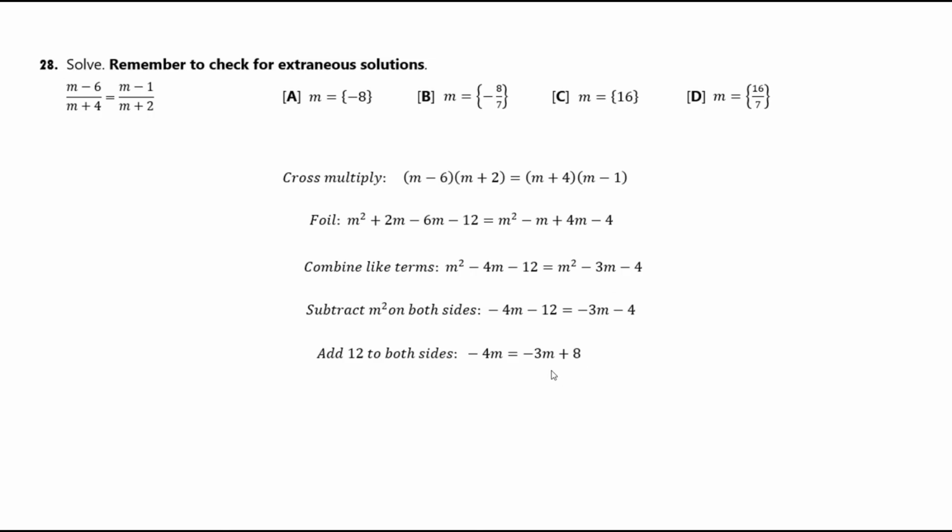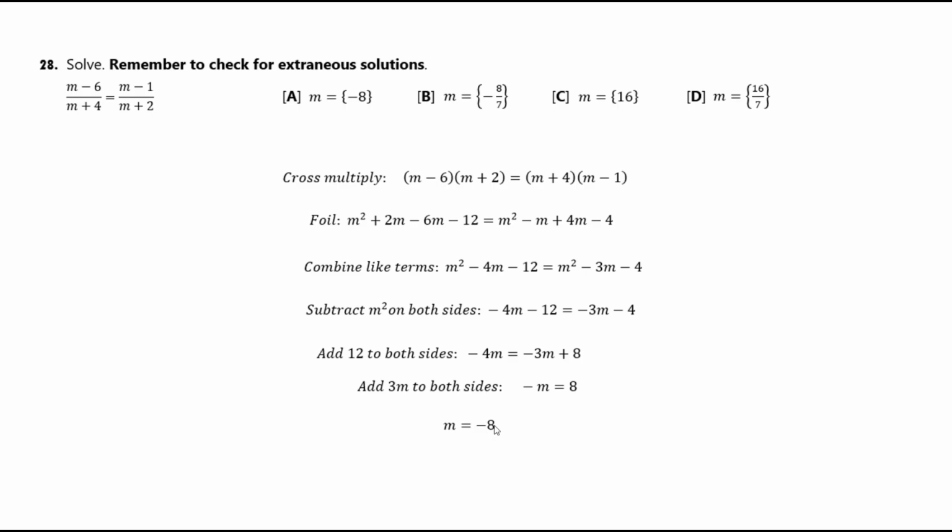Now I can go ahead and add 12 to both sides, because I want to move the variables to the left and the numbers to the right. So I'm going to get rid of the negative 12 on the left by adding it over. Negative 4 plus 12 is 8. Now I'm going to move the m over to the left side. I'm going to get rid of that 3m by subtracting 3m from both sides, and I get negative 7m is 8. I'm almost done here.